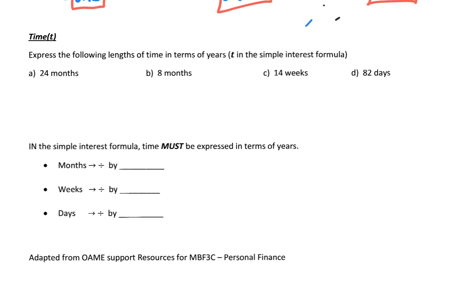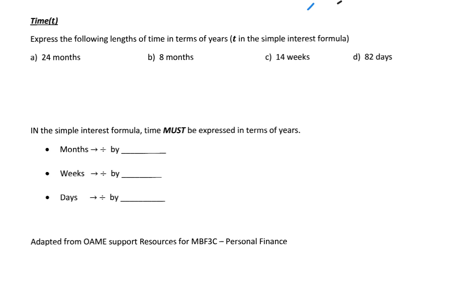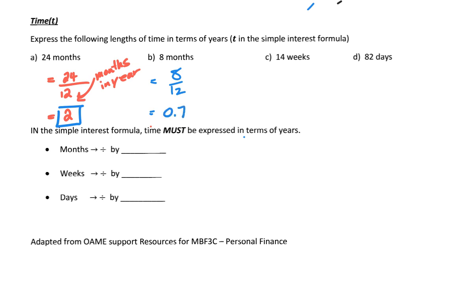Now let's talk about time in terms of years. We're going to express all of these times in terms of years. So remember, you have 24 months. With 24 months, we have to consider that there are 12 months in every single year. So when we take 24 and turn it into years, we take 24 divided by 12 to give me 2. Now let's take a look at 8 months. For 8 months, we have to divide by 12 again. So we end up with 0.75 when we calculate it.